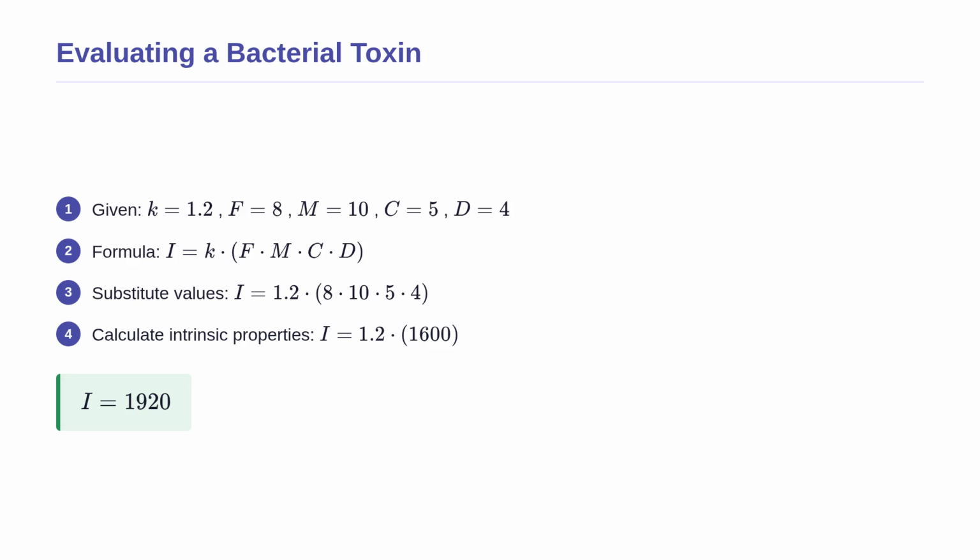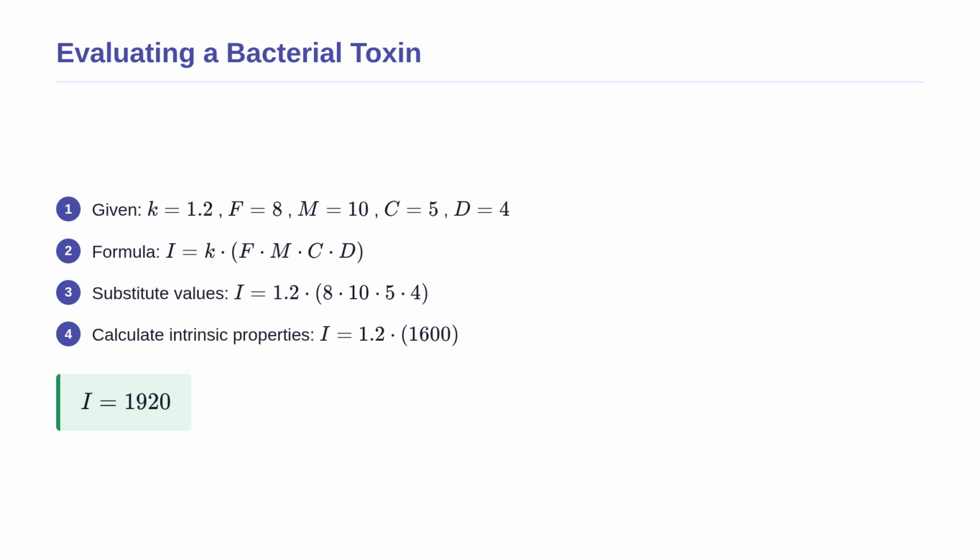Let us apply this formula to a concrete example. A scientist is evaluating a newly discovered bacterial protein for a potential vaccine. We are given the host biological constant K is 1.2. The protein has a foreignness score F of 8, a molecular weight factor M of 10, a chemical complexity C of 5, and a degradability D of 4. We need to calculate the total immunogenicity score.